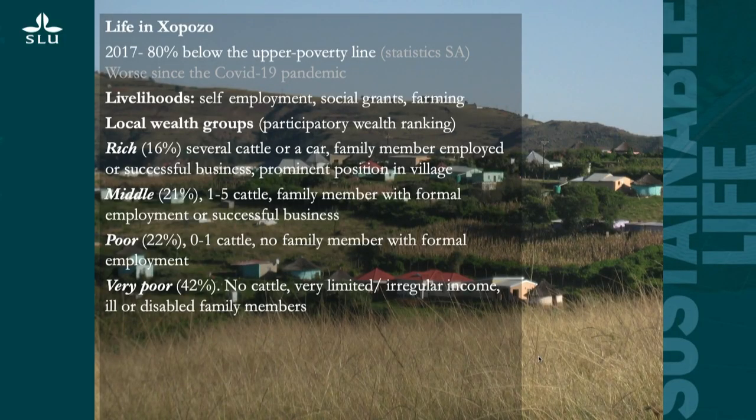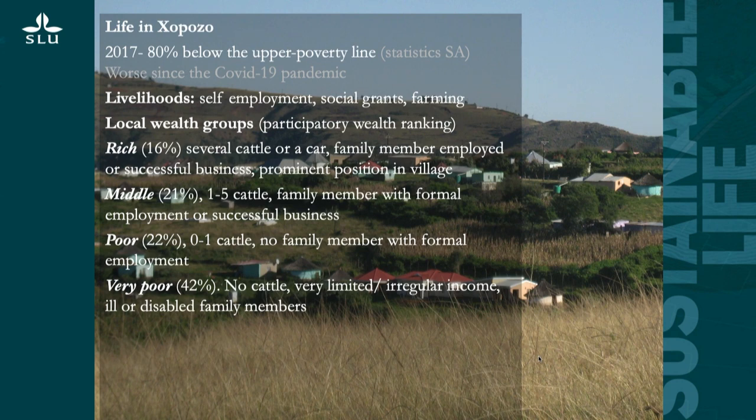The studied villages are located in one of the poorest districts in the Eastern Cape. And it's also clear that the COVID-19 pandemic made things much worse for many households. In the local wealth ranking that I did with all households in 2008, people decided on four local wealth groups. And I see many similarities between these wealth groups and what David described in his presentation from different locations in the Eastern Cape. So people defined themselves and each other as rich households, middle households, poor and very poor households. And I have written some key features of these different groups here on the slide.